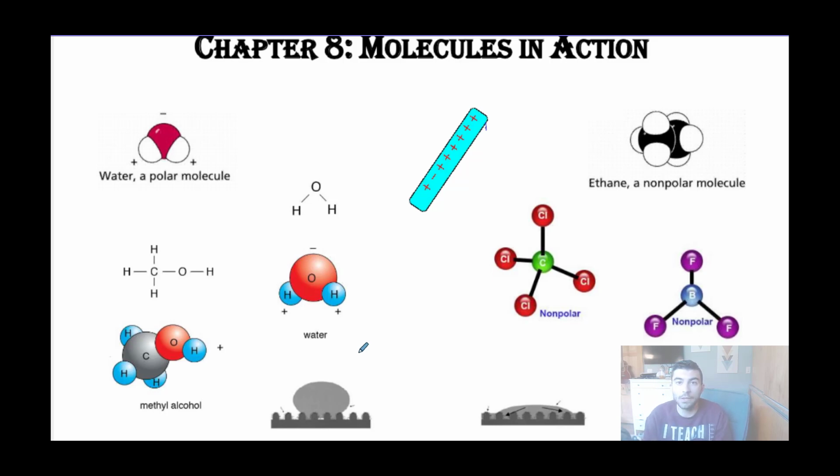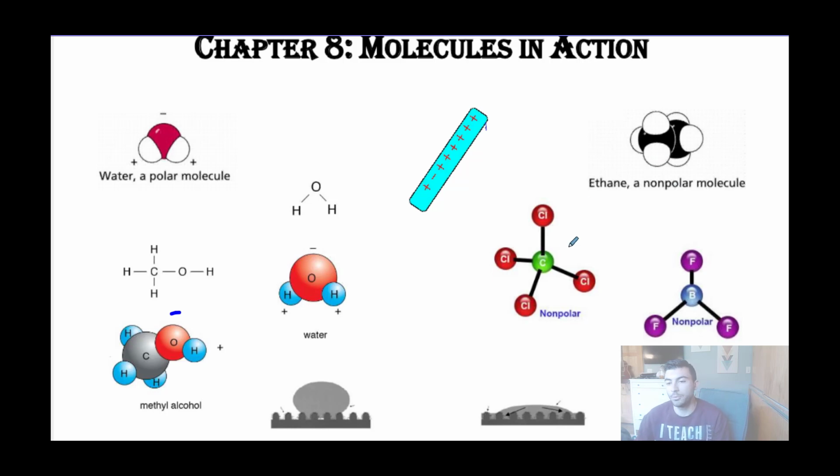Polarity is, if we're calling a molecule polar, we're essentially saying that the molecule has one end that's more positive and one end that's more negative. That's all it means. So for example, water is a polar molecule, meaning one end is more positive, would be this end, and one end is more negative. Methyl alcohol or methanol would be another example of a molecule that is polar, where one end is more positive and one end would be more negative, the oxygen end there.